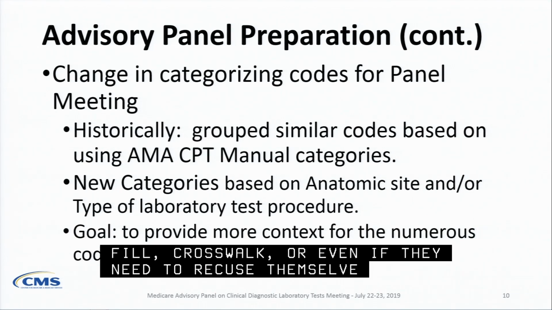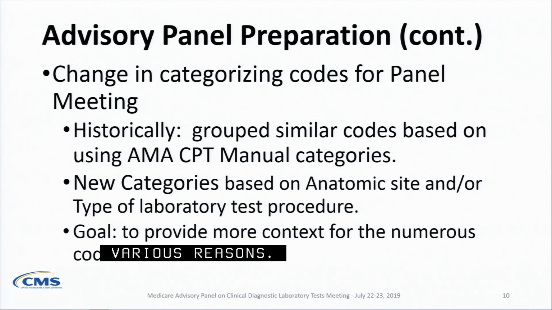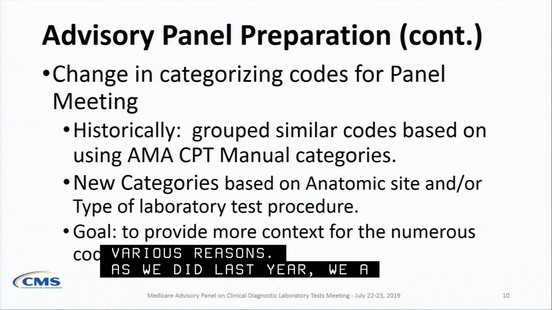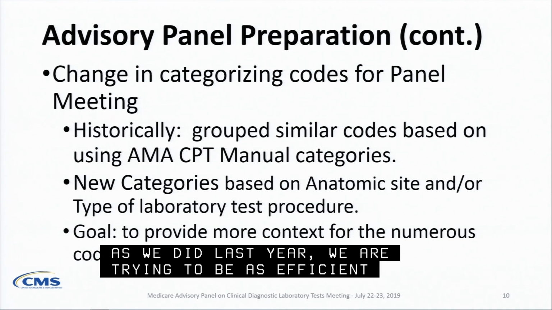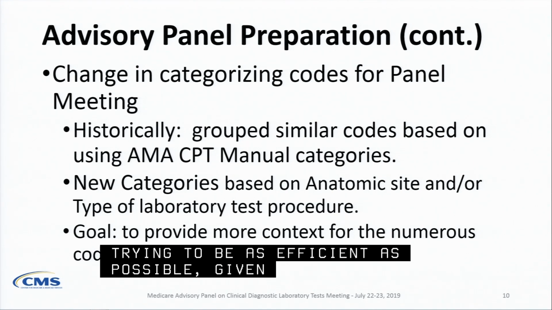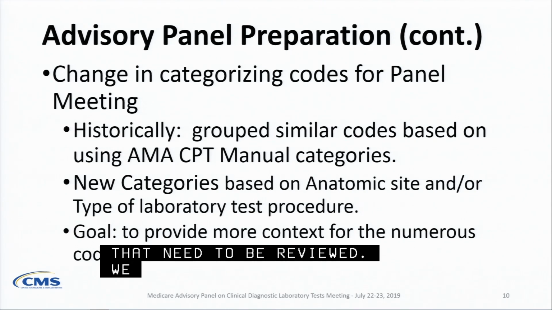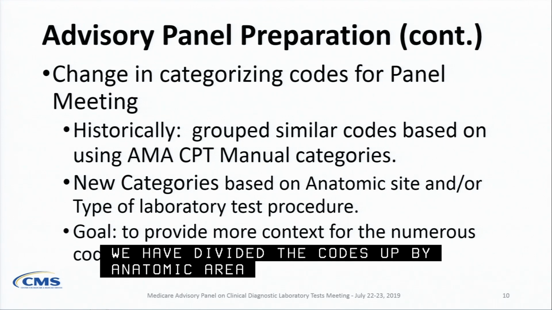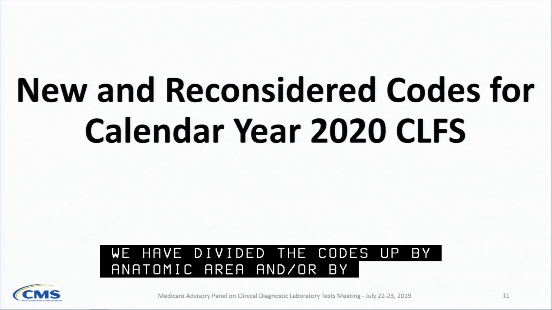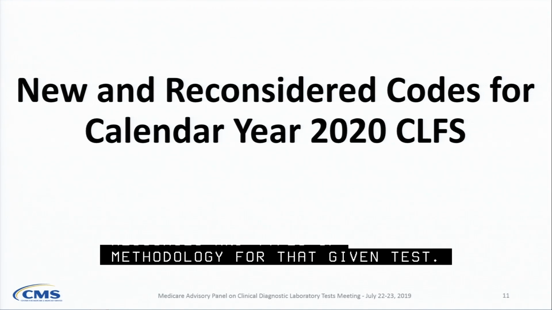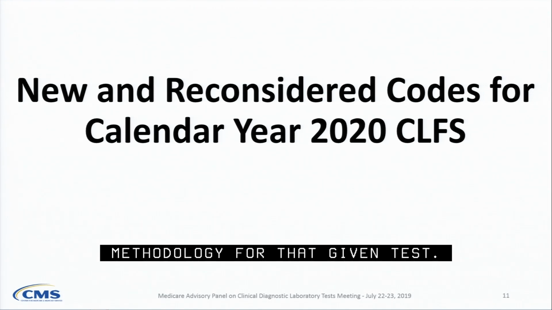As we did last year, we are trying to be as efficient as possible given the doubling and tripling of the number of codes that need to be reviewed. So we have divided the codes up by anatomic area and or by the resources and types of methodologies used for that given test. So having said that, do any of the panel members have questions? Okay, thank you.